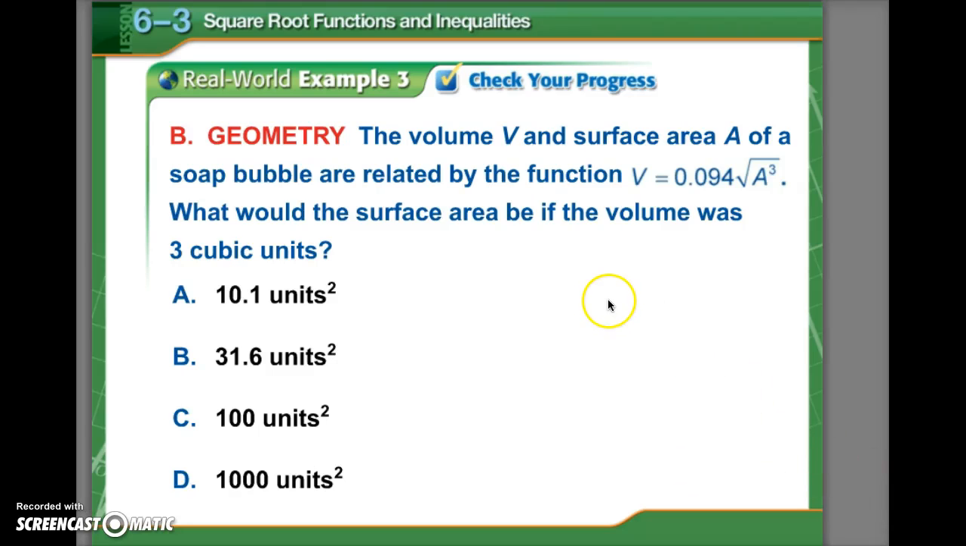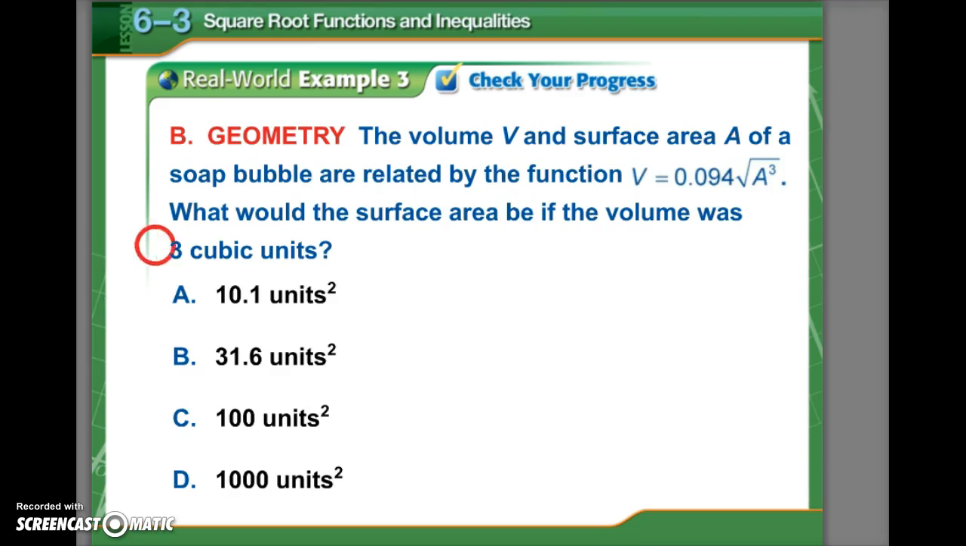Okay, part B, now we're going to find the surface area. What would the surface area be if the volume was 3? So you're going to plug in 3 for the V, and then solve for A. Pause the video as long as you need. When you have your answer, come on back and advance to the next slide.